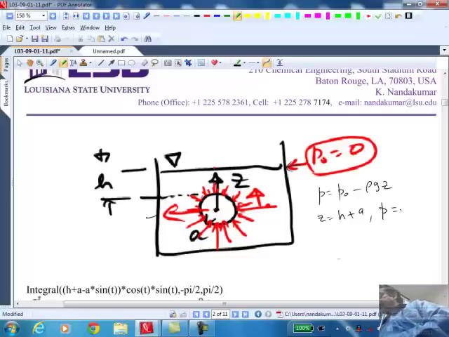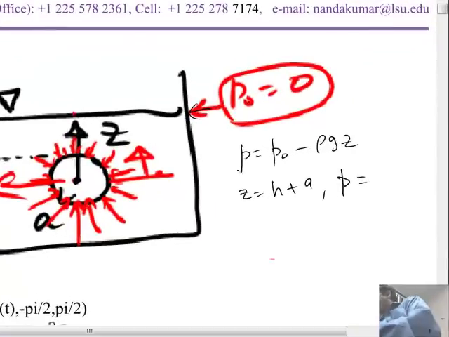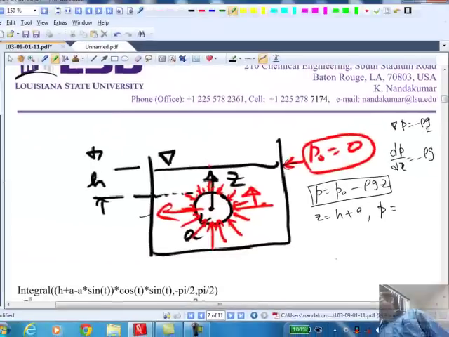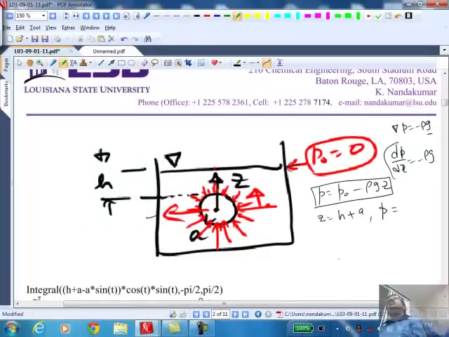The general expression for this, you know how we get this? We get this from integrating this equation, dP/dz equals minus rho g, which comes from this equation, gradient of P equals minus rho g in vector form. So when you expand that in a scalar form, you get this, and when you integrate that, you get this, with P0 being the integration constant.